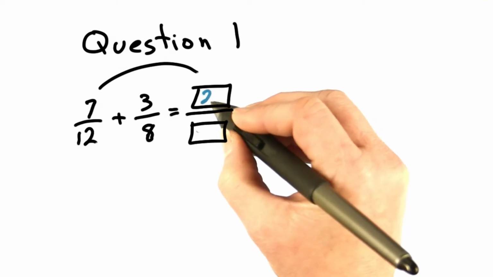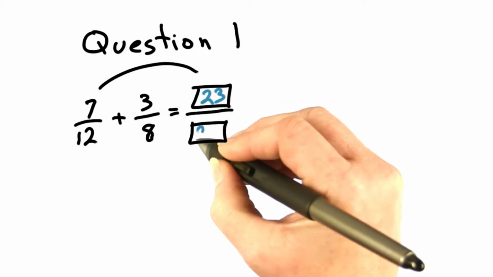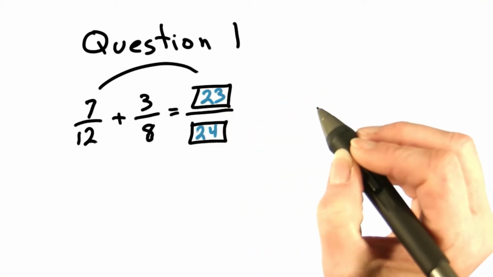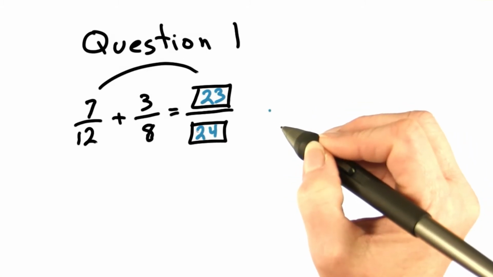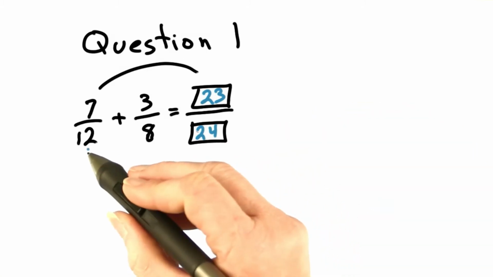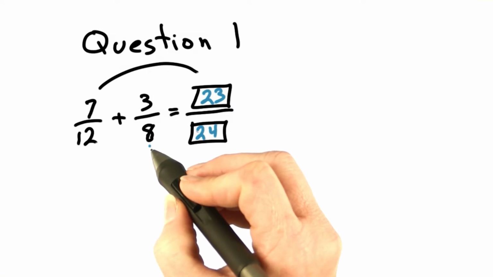If you got 23 for the numerator and 24 for the denominator, you got it right. Let's see how to get that answer. I know when I add fractions, I have to have the denominators be the same.